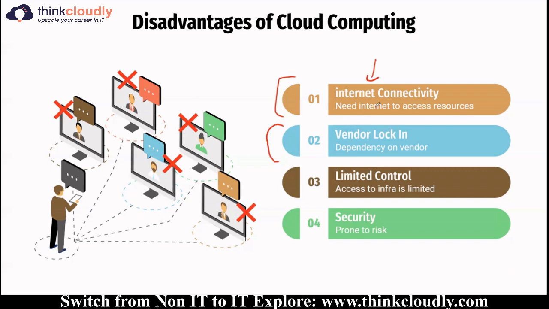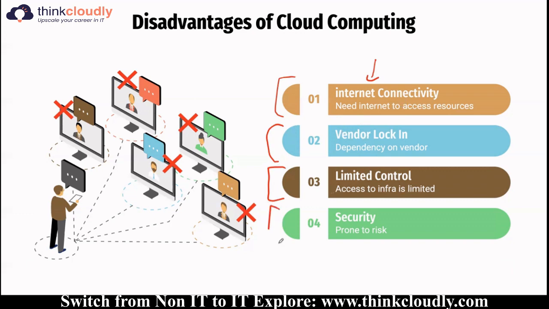Vendor lock-in is the biggest problem. You are dependent on AWS. If something goes wrong in AWS, your application will be affected. So you are locked to your vendor. Limited control means you don't have the full access to the infrastructure. You cannot go to the data center and access your servers. You cannot touch your server. You can just remotely access those servers and use them. You cannot walk into the data center. That's not possible.